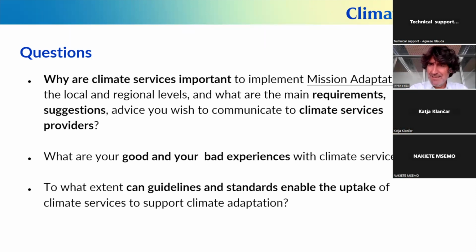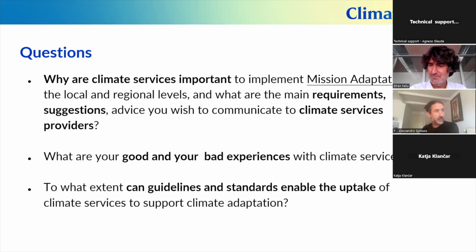Okay, let's start. Some of you already mentioned that you'd like to comment or react on these framework questions. I would suggest that we align the questions and the interventions with the mission adaptation, because in the end, this session is related to mission adaptation implementation. There are specific requirements and suggestions to climate services providers in the framework of the mission adaptation. What I wanted to share is mostly, so I belong to the public sector, right?